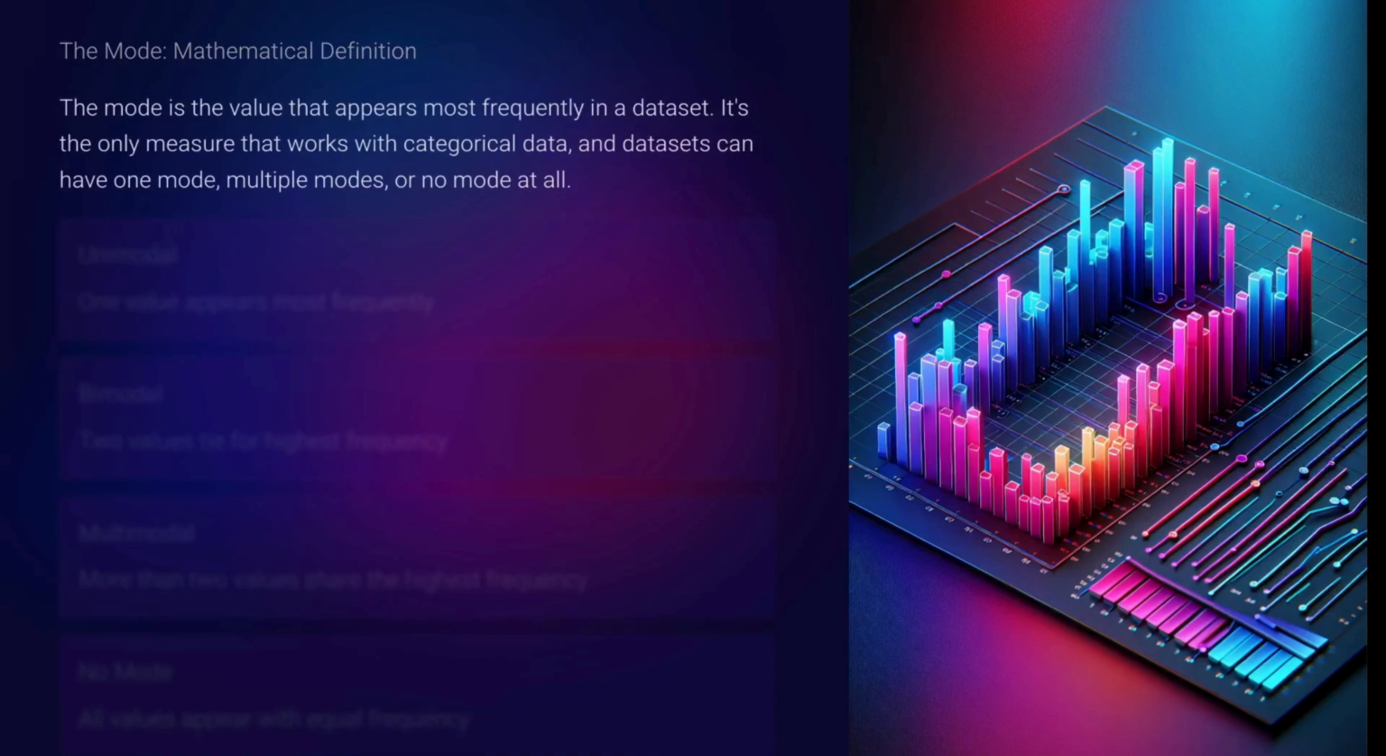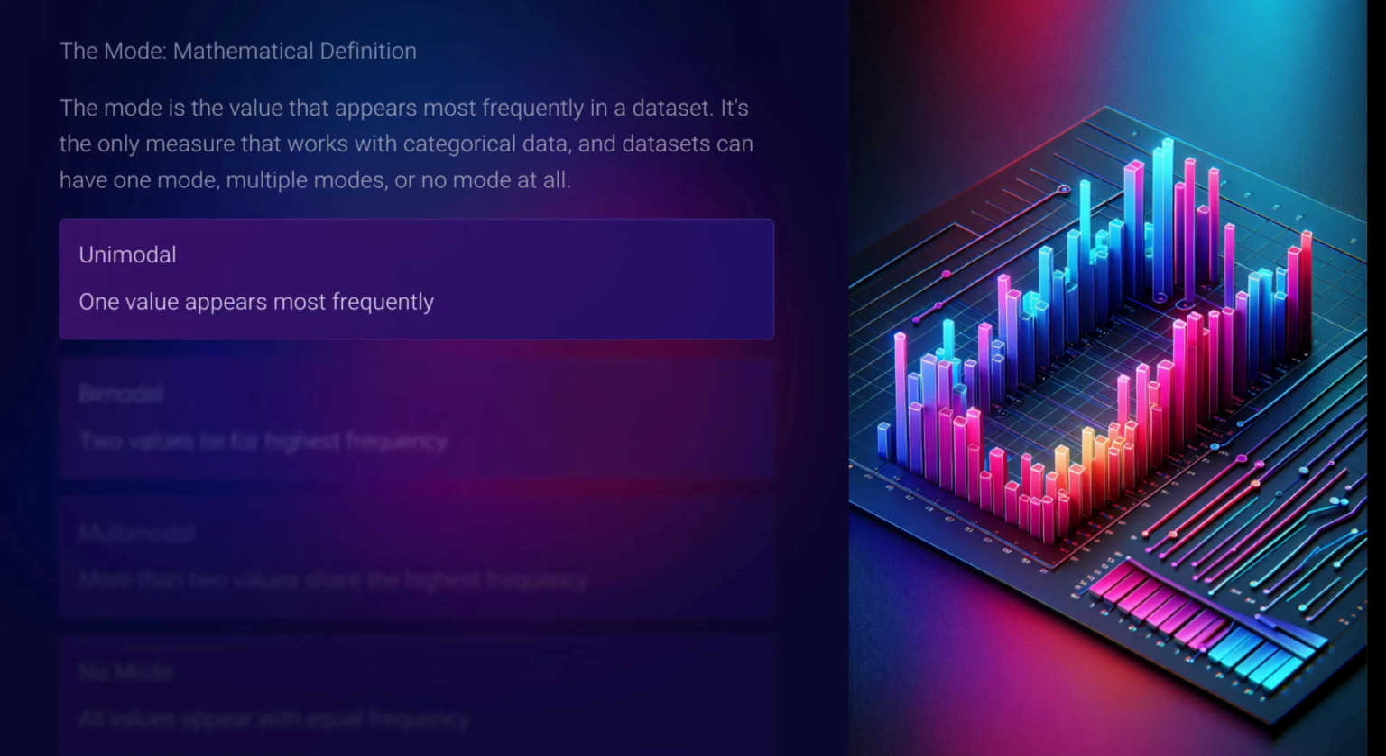Now, the mathematical definition of mode is the value that appears most frequently in a dataset. It's the only measure that works with categorical data. And datasets can have one mode, multiple modes, or no mode at all.